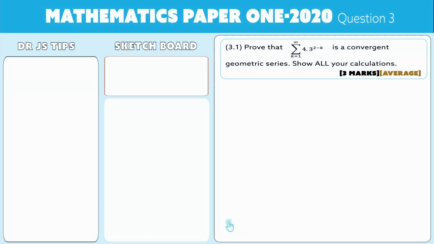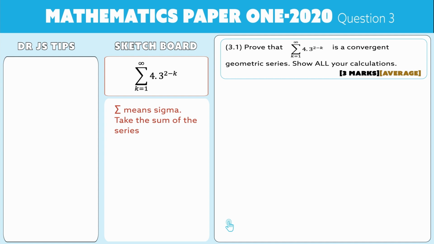Okay, folks, we're moving on to question 3 of the DBE paper. It deals with sequences and series, but it deals with a specific notation in which we write our sequences and series. First of all, we see a very big symbol there. That symbol is called the sigma symbol. So let me put this information for you on the sketchboard. This symbol we call sigma.